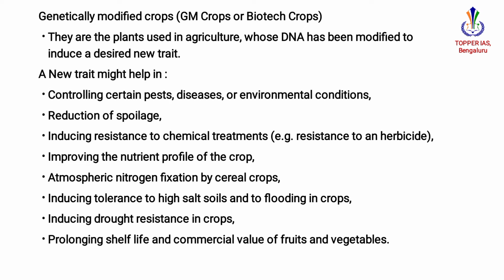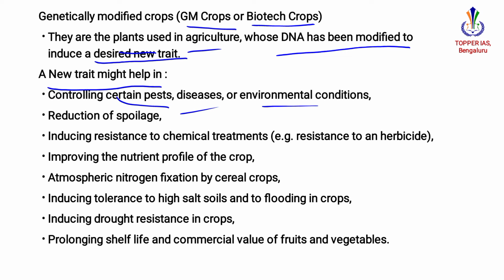What are genetically modified crops? GM crops are biotech crops. They are plants used in agriculture whose DNA has been modified to induce a desired new trait. The new trait might help in controlling certain pests and diseases and even environmental conditions. It will reduce spoilage and help increase the shelf life of fruits and vegetables. It will also increase the commercial value of these crops, give resistance to chemical treatment, and improve the nutrient profile.